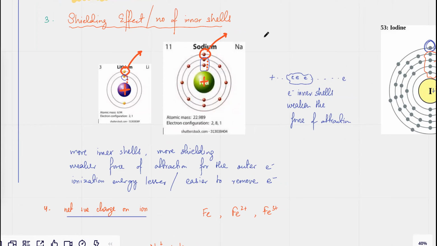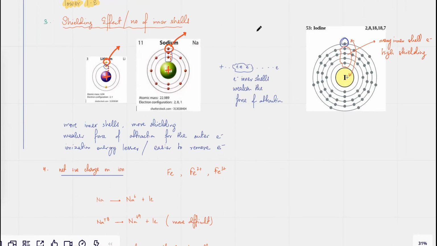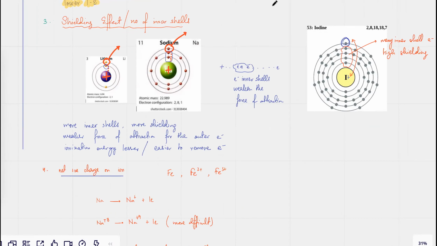As I said, just remember these four factors that determine how strongly the electrons are attracted to the nucleus, or how easy it is to remove electrons. We're going to discuss these four factors, and link them to the ionization energies in the next class. Okay, so let's continue tomorrow then.